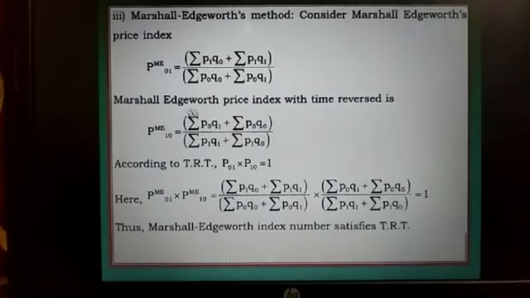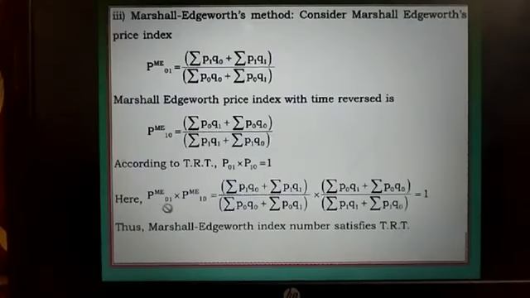So according to TRT, what has to be done? Time has to be reversed. So reverse the time in this particular formula which has been written. Here 0, 1 is there, that's why it will become 1, 0 here. Here 1 and 0 is there, here it becomes 0 and 1. Wherever 1 is there, 0; wherever 0 is there, 1 has to be replaced. In the similar fashion, when you replace for this whole formula, you are going to get this particular format. So according to TRT, P01 multiplied by P10 is equal to 1.